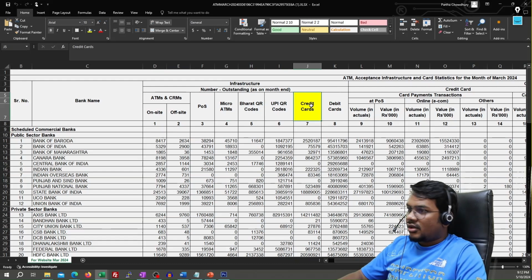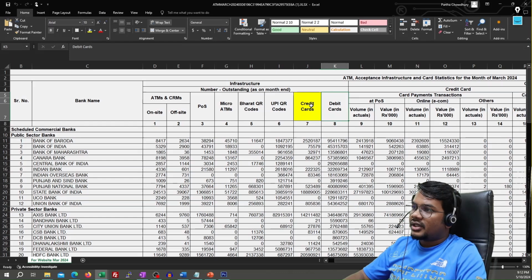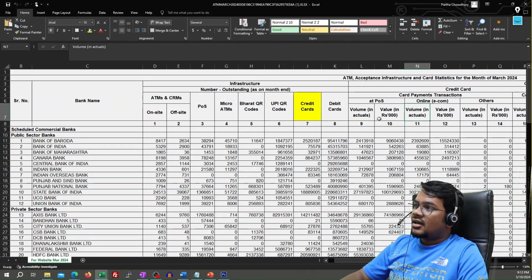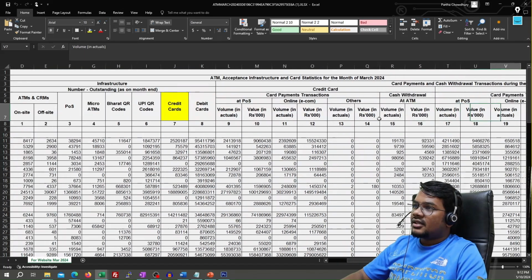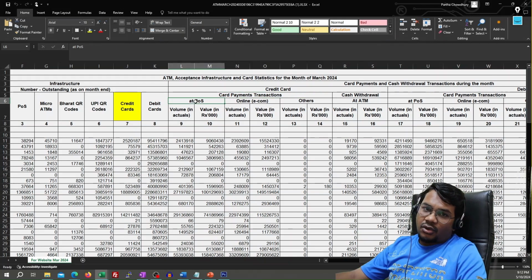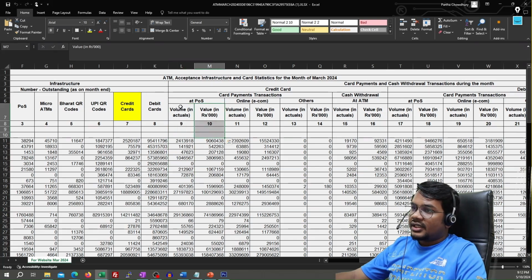The most important column for a credit card business to understand the credit card market is this particular column, credit card number of cards. It gives you how many cards are currently in circulation, issued by that particular bank and entity. Now if you come to the right, you'll see credit card payment transactions through POS, point of sale, through e-commerce, through other channels. Both value and volume you will get here. And there are more statistics.